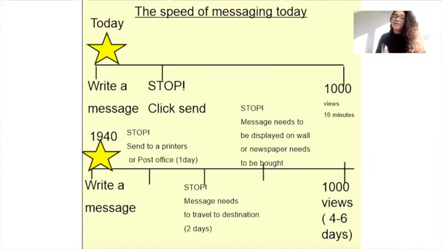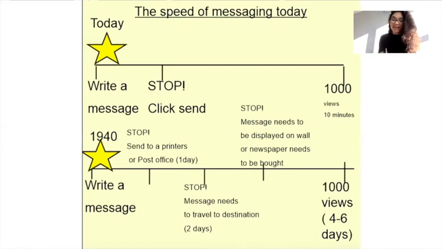In 1940, however, this is the way that messaging used to work. You would write a message, then you'd stop. You would then send it to a printer's or a post office, which would probably take a day to do. It would then need to travel to its destination, which would take about 2 days. Then that message would need to be displayed on a wall or on a newspaper, which would then need to have been bought.